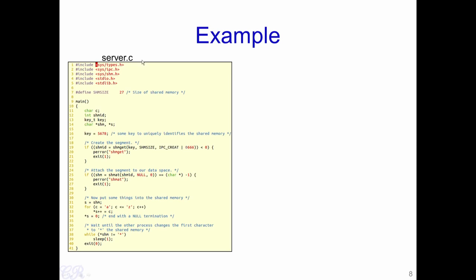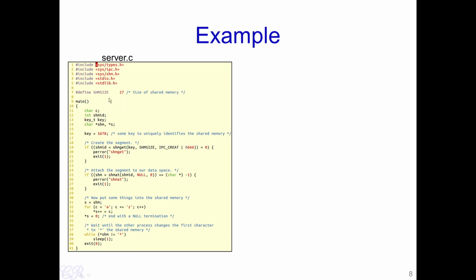Let us say we have written this particular program called server.c, and we create a shared memory in this. We define a key called 5678. This is some arbitrary value for the key, but the requirement is that this key should uniquely identify the shared memory. We would use this key to invoke the function shmget. We pass it the key, and we pass it SHM size, which is defined here as the size of the shared memory which we want to create.